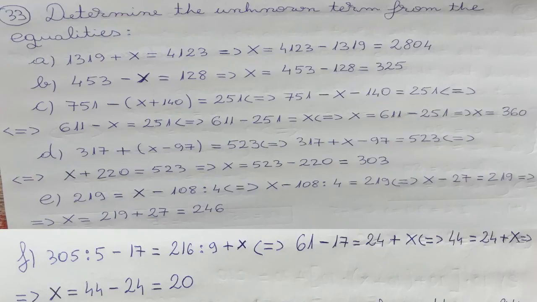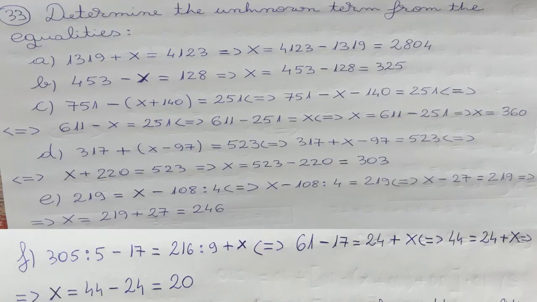C. 751 minus, in round brackets, x plus 140, equals 251. We open the round brackets, and the minus in front of the brackets changes all the signs in the brackets, so be aware of this. So 751 minus x minus 140 equals 251. By doing the calculations, we obtain that x is equal to 360.